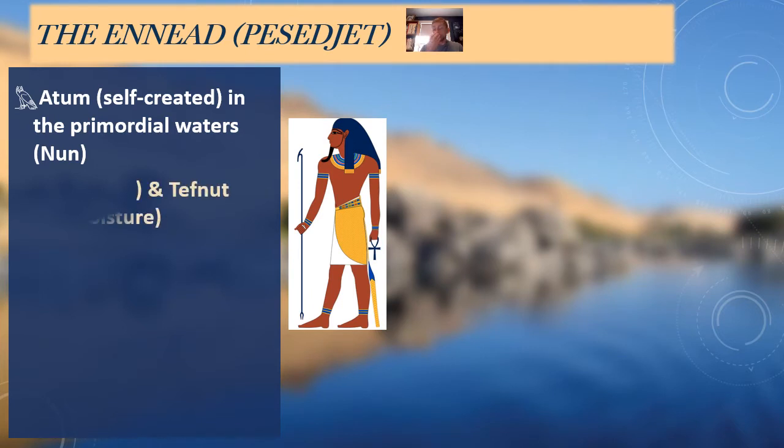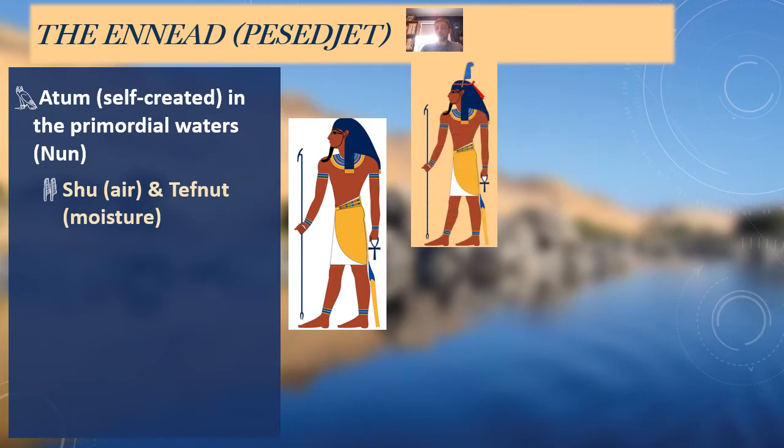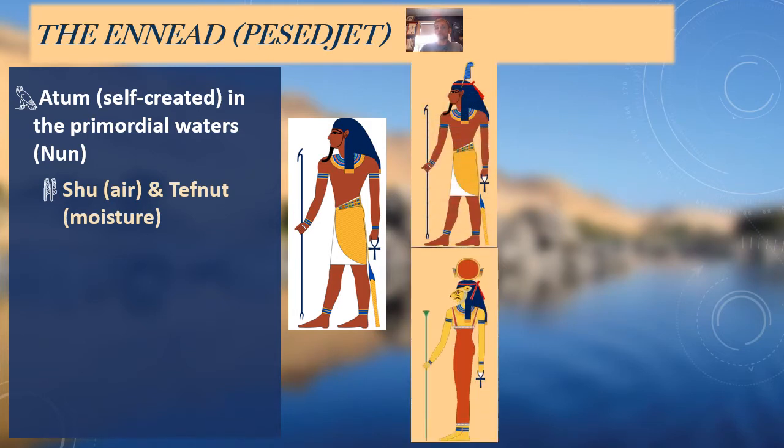So Atum, I like the spitting out version better because it makes sense in terms of what these two gods are called. And it's a little bit of a play on words. Spit out. Well, the two gods that he spits out are Shu and Tefnu. Shu is air. Kind of suggests spitting, doesn't it? Or something proceeding out of the mouth. And Tefnu is moisture. So here is Shu on top and then Tefnu on the bottom.